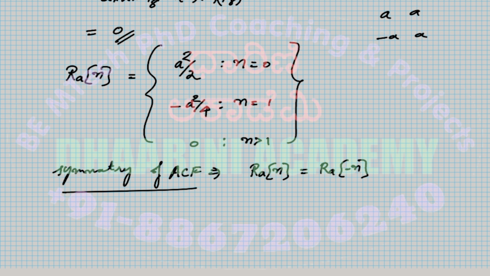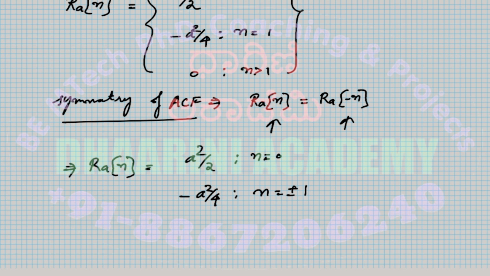That means my RA of n will be A squared by 2 for n equal to 0. No problem, because n equal to 0 or minus 0 doesn't matter. But for the second point, you see there is a change. This is A squared by 4 whenever n is equal to plus 1 as well as minus 1. Correct? Because this should hold good, right? RA of 1 should be equal to RA of minus 1. Are you okay? So that's why I'm writing this.